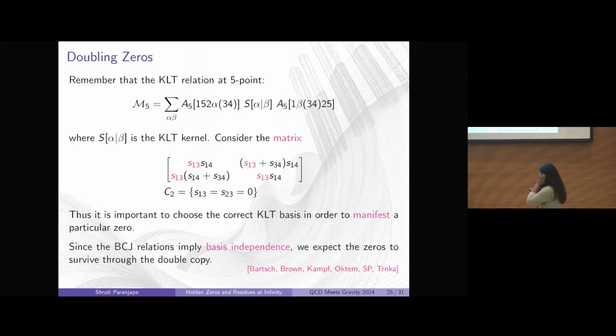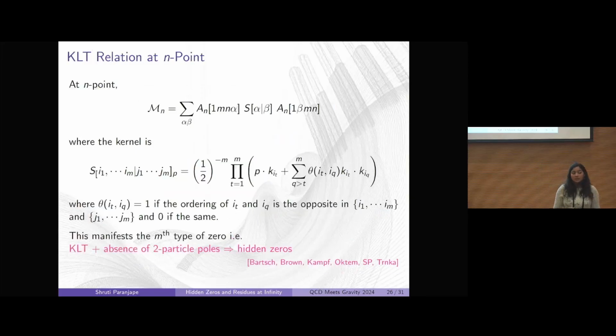Okay. So all of this guarantees that any product of the KLT relation must actually vanish on the support of these zero kinematics. Again, in our paper from March, we showed explicitly that for any n and any zero, any product of KLT, with some caveat about the two particle poles, again has to vanish on the support of zeros, meaning it has hidden zeros.